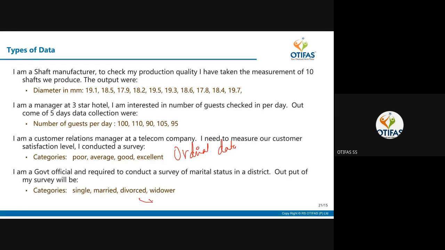Now here, is there any meaningful order? If you ask single people, they will say married is better. If you ask married people, they will say single is better. But is there any meaningful order? You can say single is better, married is better, divorced. Is there any meaningful order? Not really, sir. There is no meaningful order, isn't it? So this data is called nominal data.